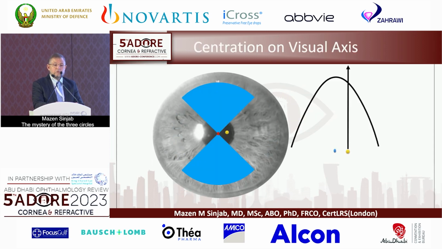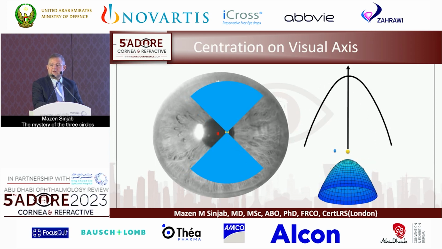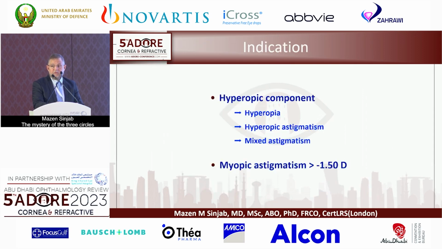So we just shift the laser profile to be centered with the visual axis. Because if we don't do this, then we are going to create coma. Usually we create coma because the patient will not use the same peak of treatment in vision. While when we shift it, then there will be no coma. Great. Shall we do this with every patient? Usually yes, with hyperopic components and when the myopic astigmatism is more than 1.5 diopters.